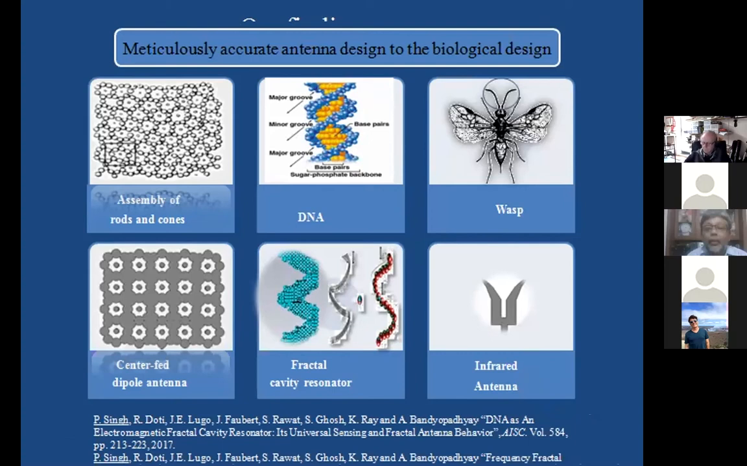In the case of the rods and cones, you see the center-fed dipole antennas. In the case of DNA, the spectral cavity resonators. In the case of OAS, it is an infrared antenna. Very interesting. We got almost the radar equation to be satisfied when we have two of them communicating. Say when they are 5 meters apart, we got the equations from the theoretical data from the literature.